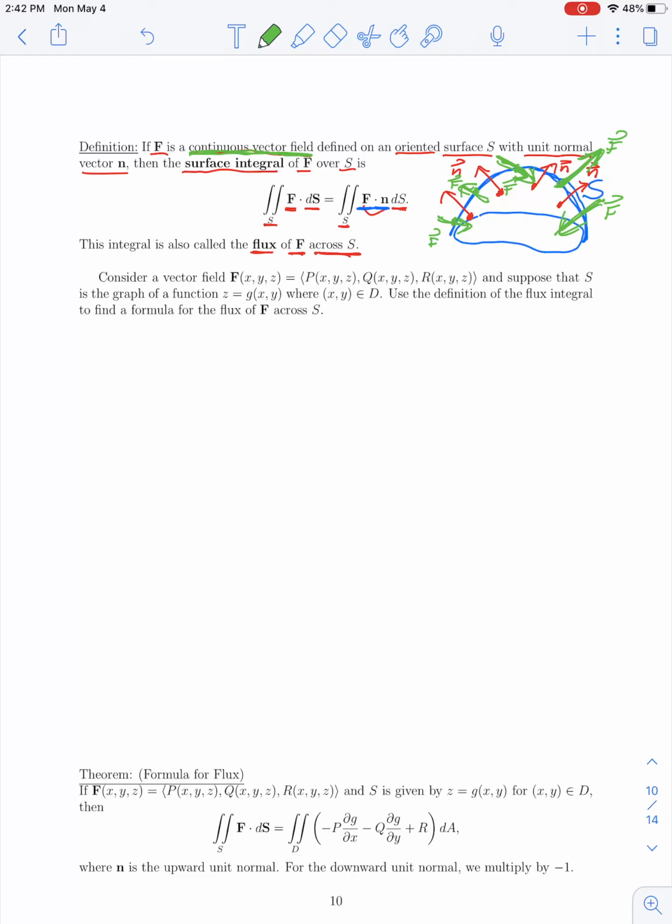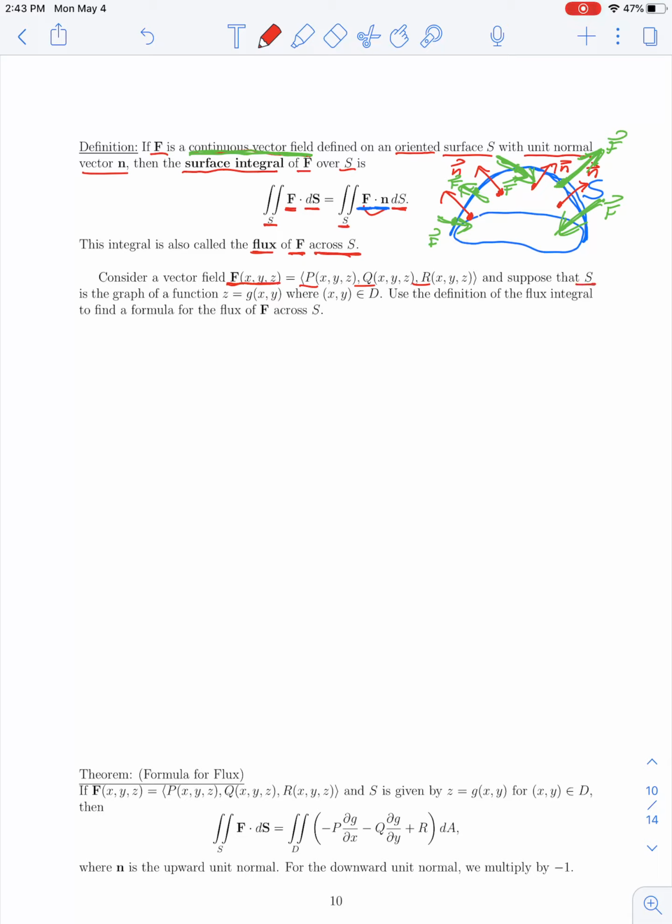So now that we know how this flux integral is defined and what it represents, or what it could represent, let's think about how to find a flux integral for a vector field in general over a surface which is the graph of a function. So here, let's suppose that we have a vector field F in space whose component functions are P, Q, and R of X, Y, and Z.